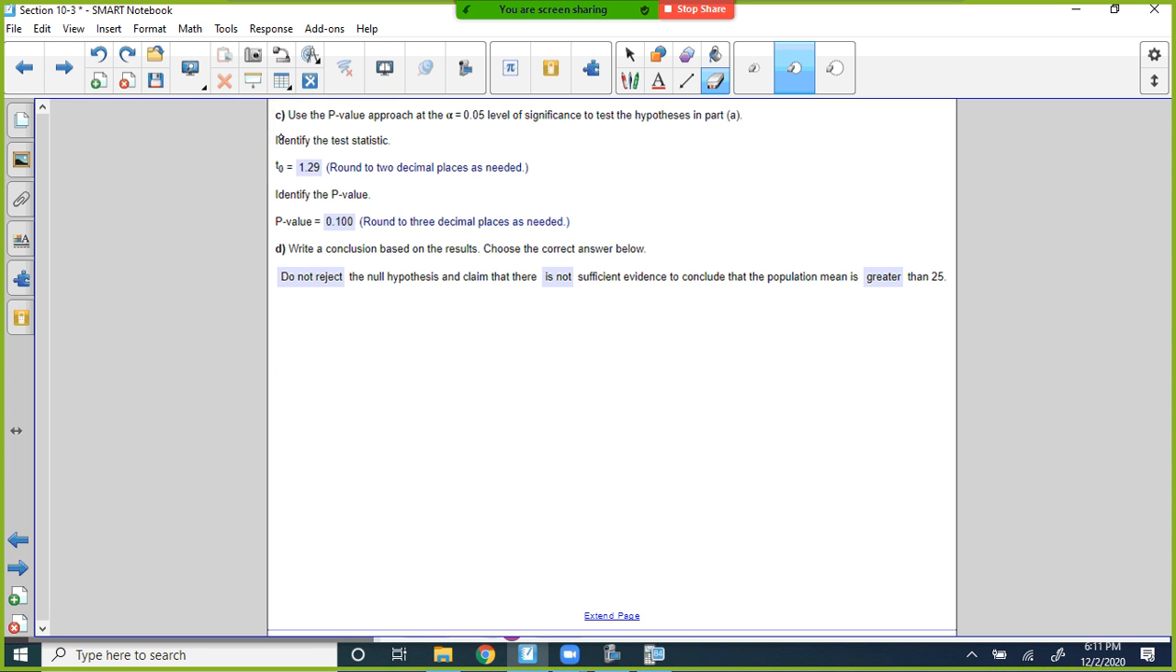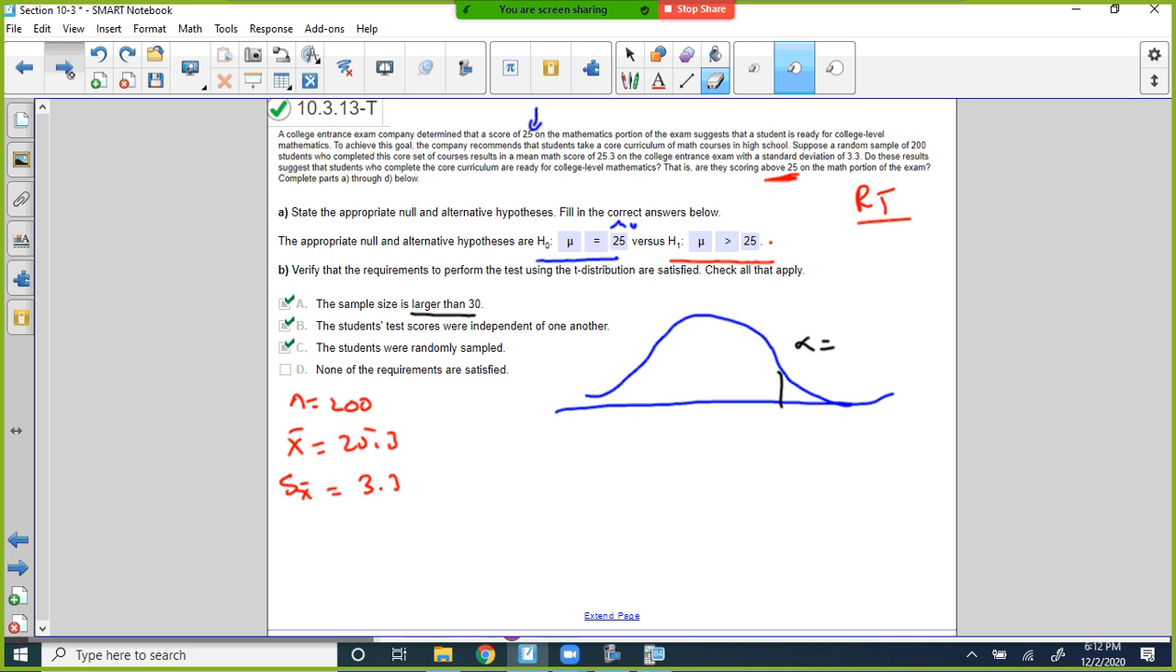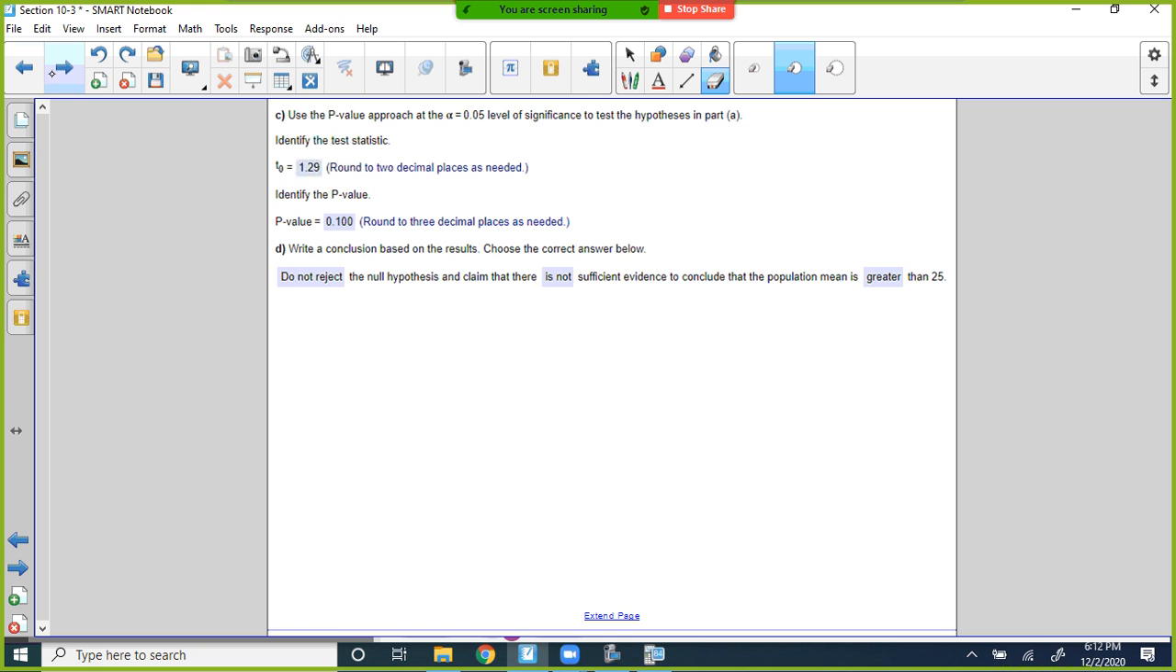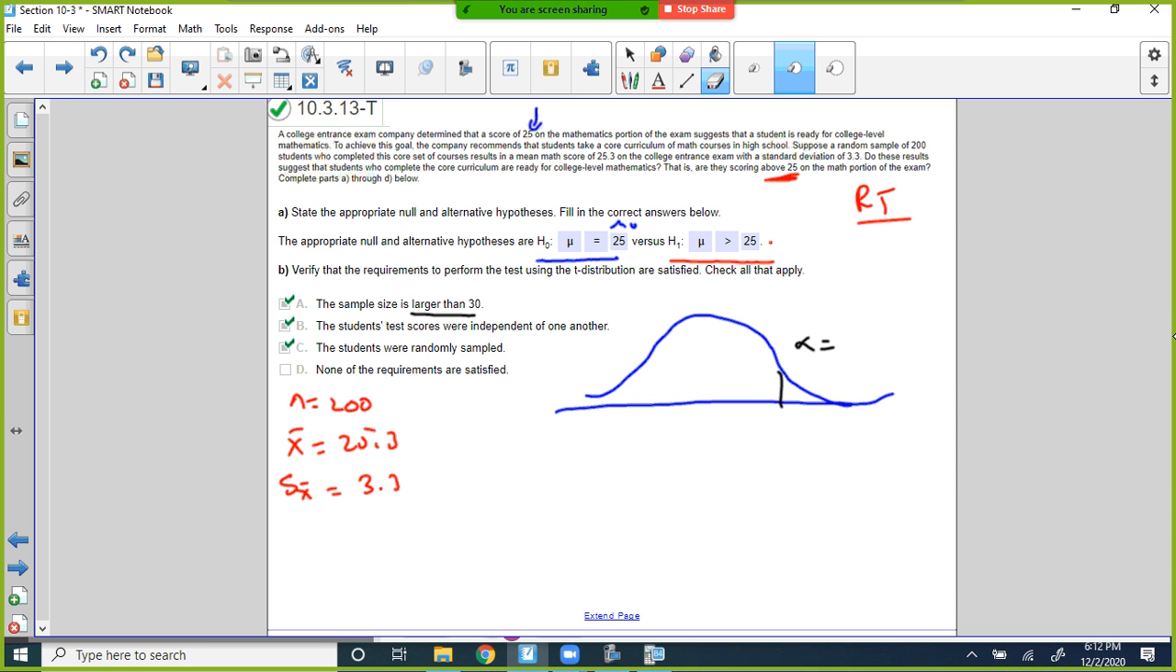Want to go to the part C and D. They say use the p-value approach with an alpha of 0.05, okay? And then they want us to find the t sub 0 and p-value and then perform it, right? So it's an alpha of 0.05. So this alpha is 0.05.